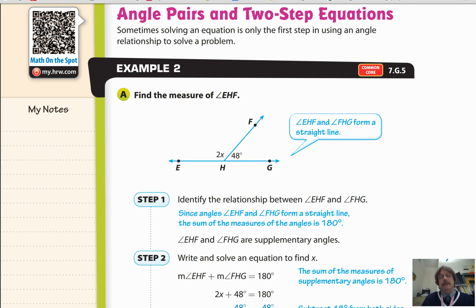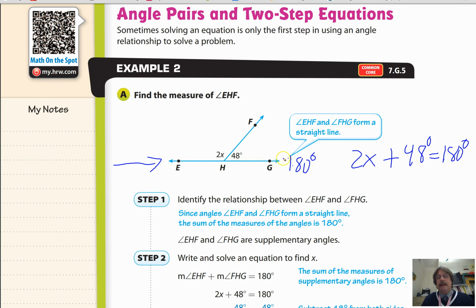Okay, so what we know is that we have 48 degrees, and they're telling us that this is 2x. And if you remember, a straight line is 180 degrees. So we write our equation, 2x plus 48 degrees equals 180 degrees. Because 2x, this angle, and this angle, which are supplementary angles, those two have to equal 180 degrees to get that straight line. Now we're just at two-step equations.